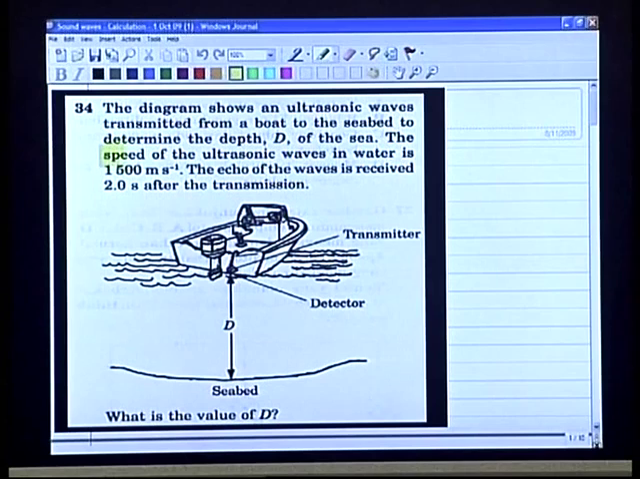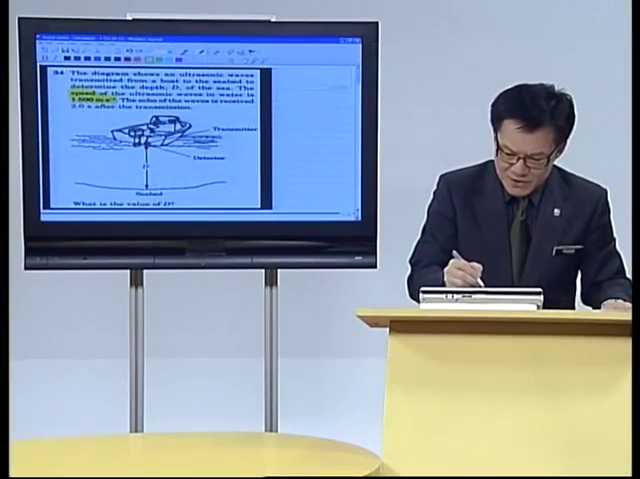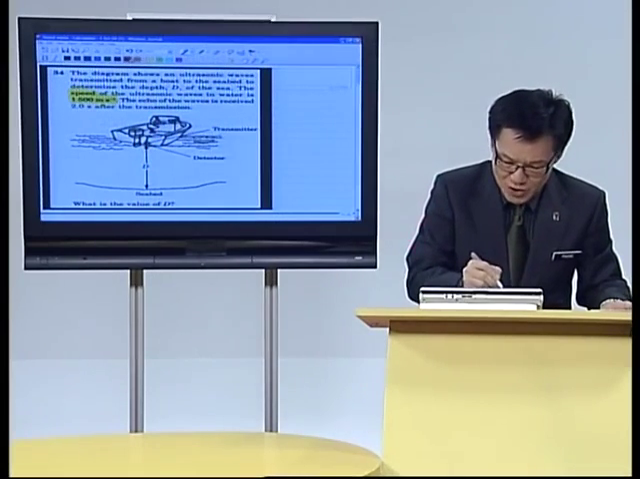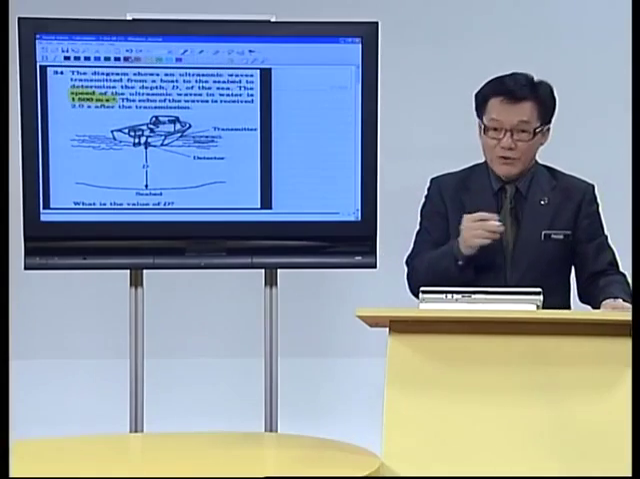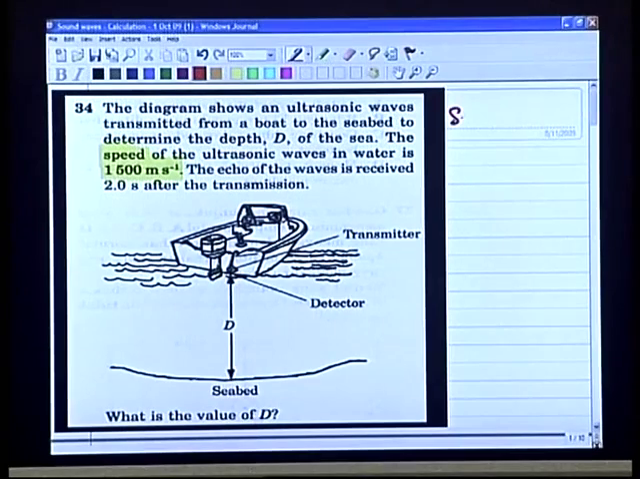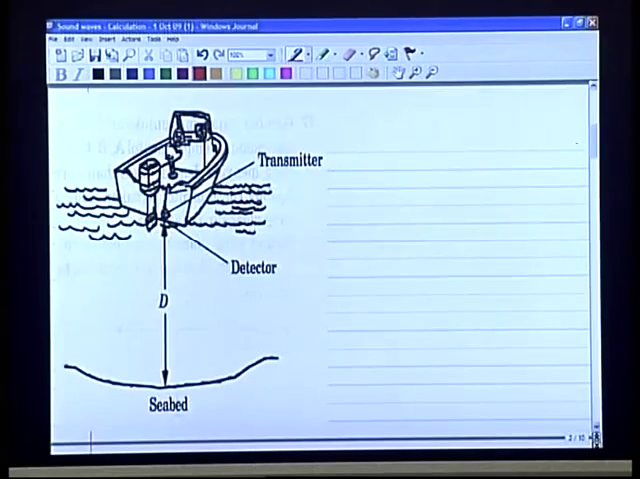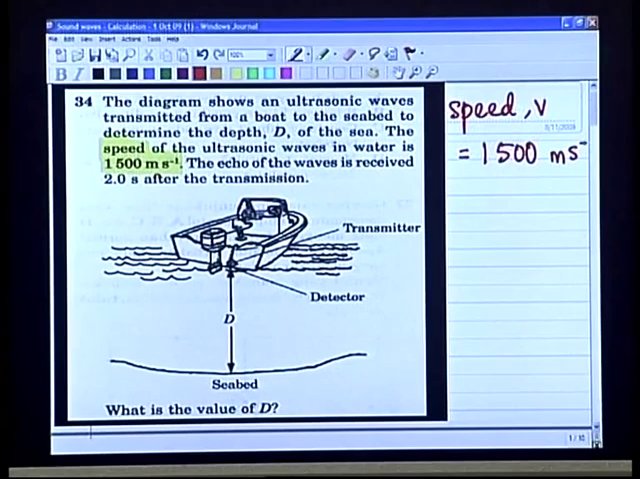The speed of the waves, 1,500 meters per second. I'm going to write this down. It's good to write down, even though it is given in the question, we write it down. So, the speed, I can call it V, of the waves equals 1,500 meters per second.